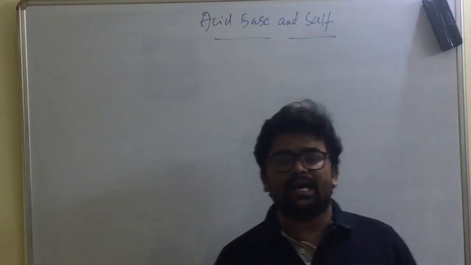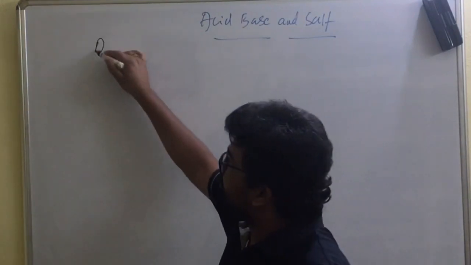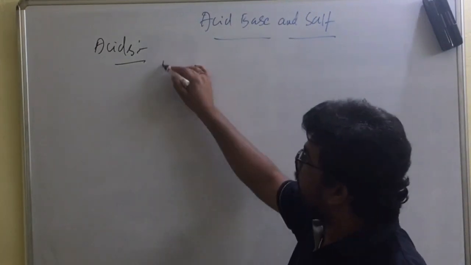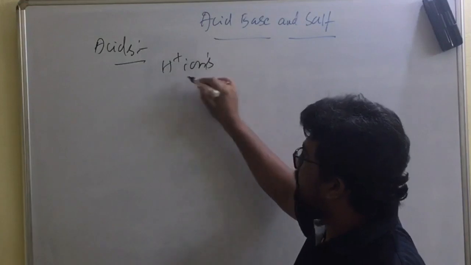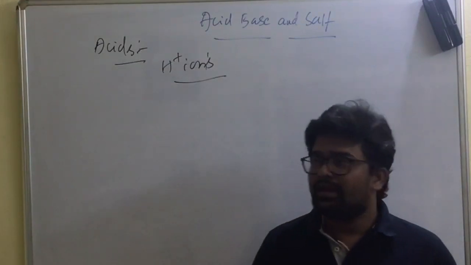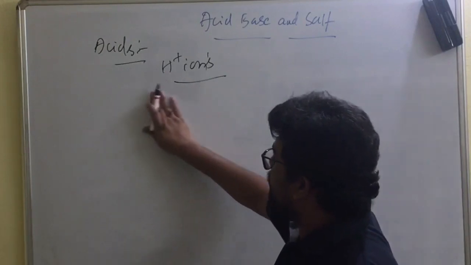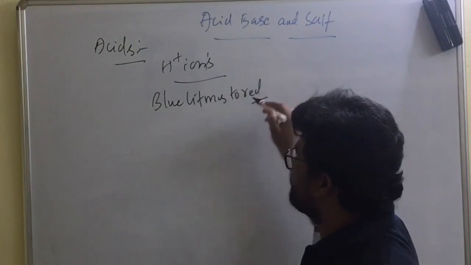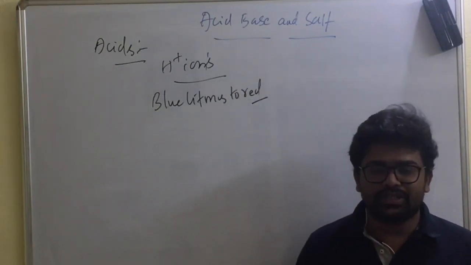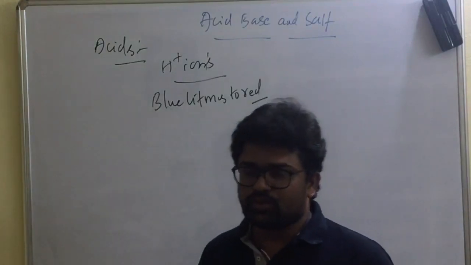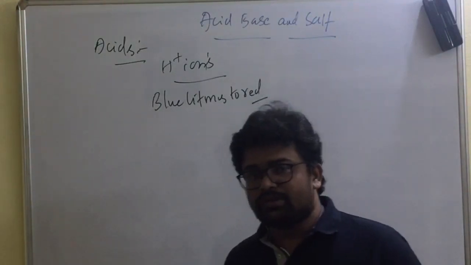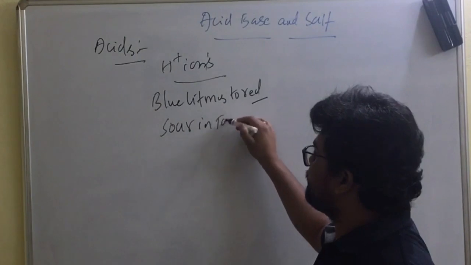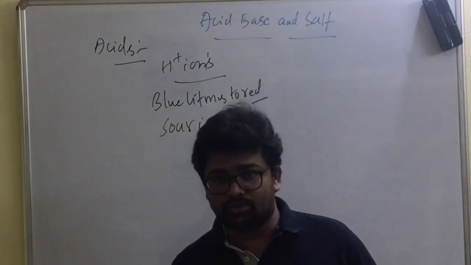So what are acids actually? Acids are substances which contain H plus ions, and they convert blue litmus to red. This is what we studied in our lower classes also. We used to say acids contain H plus ions, they convert blue litmus to red litmus, and they are also sour in taste.